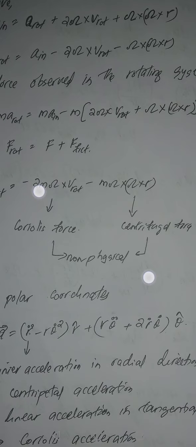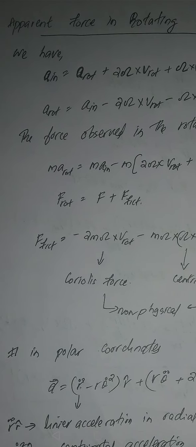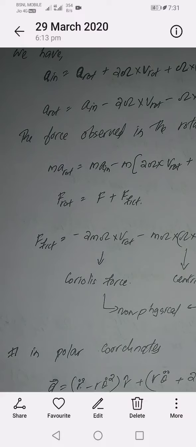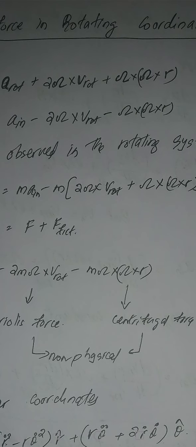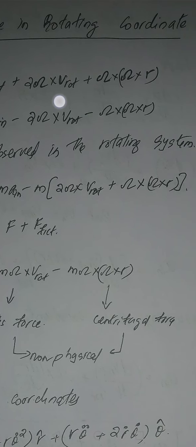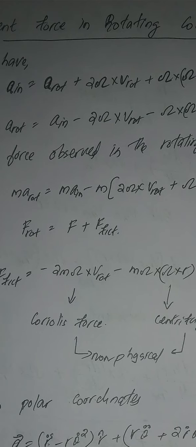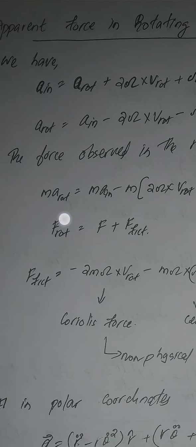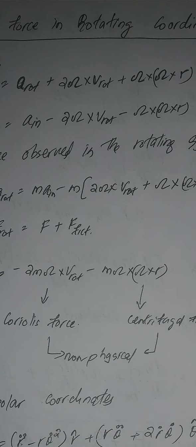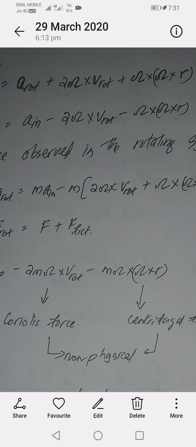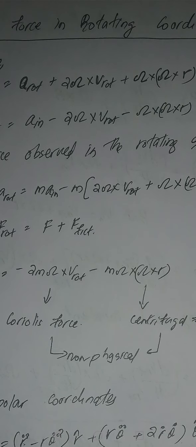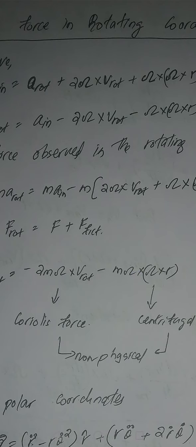Hello students. Yesterday we learned about acceleration from an inertial frame. The equation was: A inertial is A rotation plus 2 omega cross V rotation plus omega cross R, where I explained a few times. One thing you have to remember is that in the Coriolis force, the Coriolis acceleration is always perpendicular to omega.